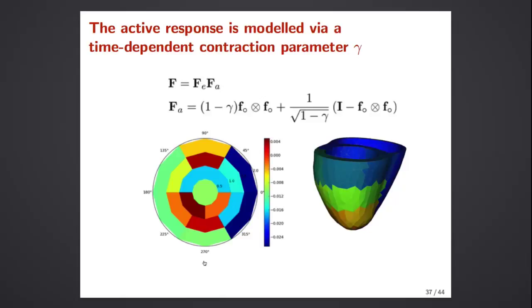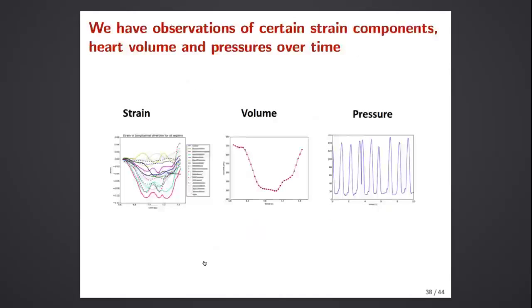They're commonly visualized in the so-called bullseye plot, and I've mapped them onto our geometry here. So this is one region, this is one region, here's one region, and so on and so forth. So ideally, gamma depends on time and the spatial regions.